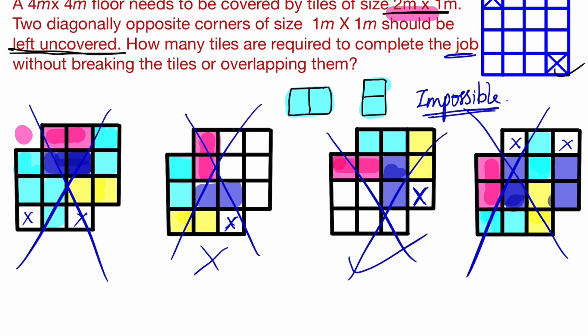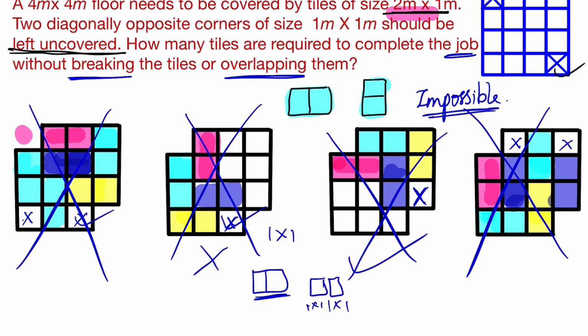Here is an important note. Because we cannot break these tiles or overlap these tiles, we cannot do this. If we could break these tiles, suppose we have this 2 by 1 tile and we can break it into 1 by 1 and 1 by 1, then we can fill these places. So this is important, that in the question it is given that we cannot break or overlap these tiles.